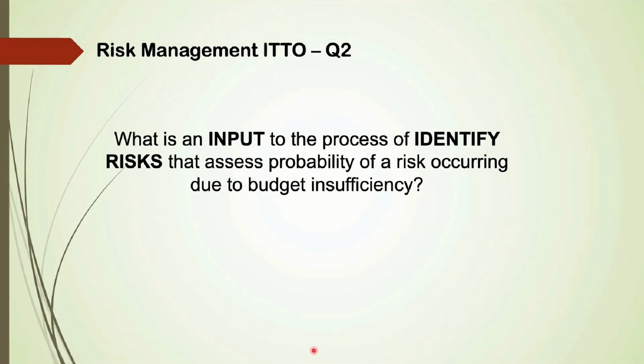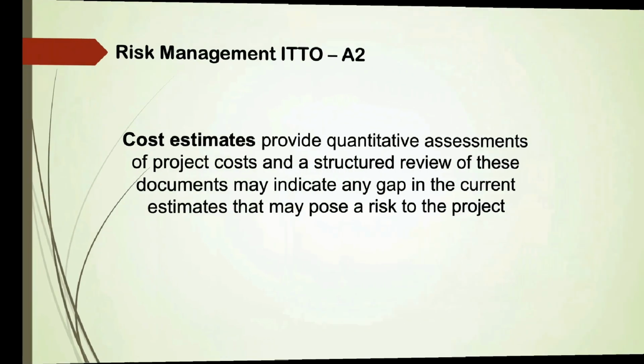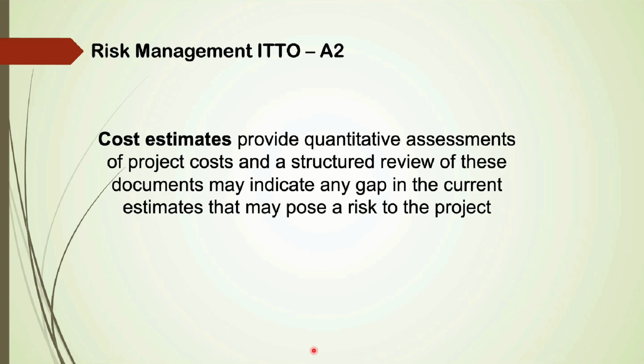Question number 2. What is an input to the process of identify risks that assess probability of a risk occurring due to budget insufficiency? Answer: cost estimates. Cost estimates provide quantitative assessments of project costs, and a structured review of these documents may indicate any gap in the current estimates that may pose a risk to the project.